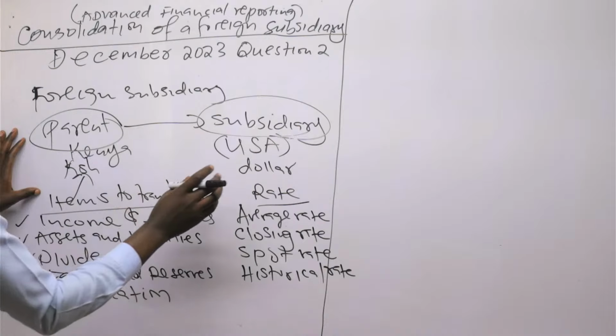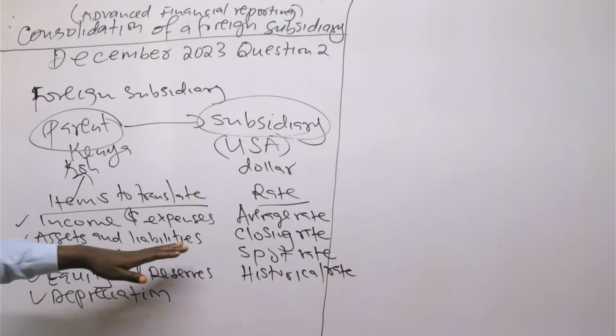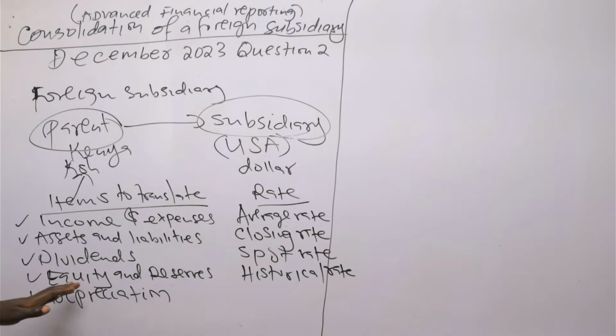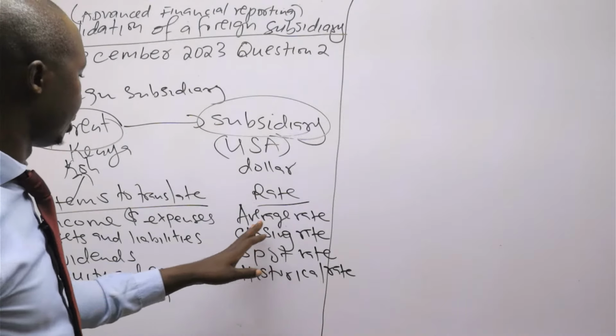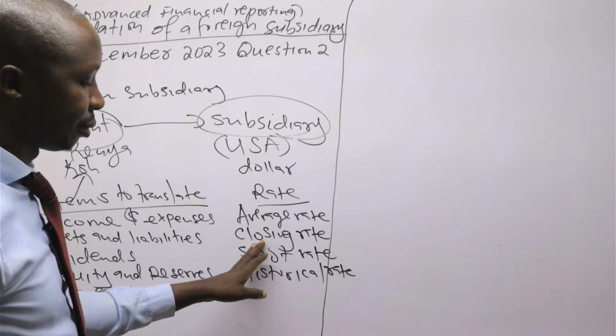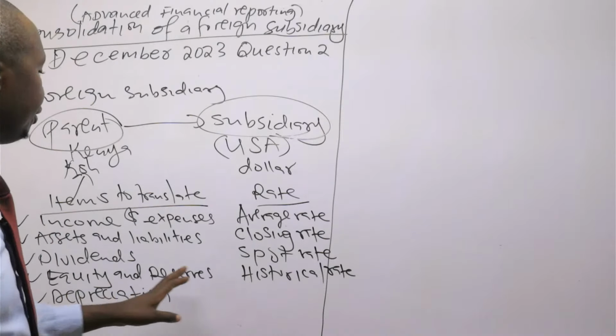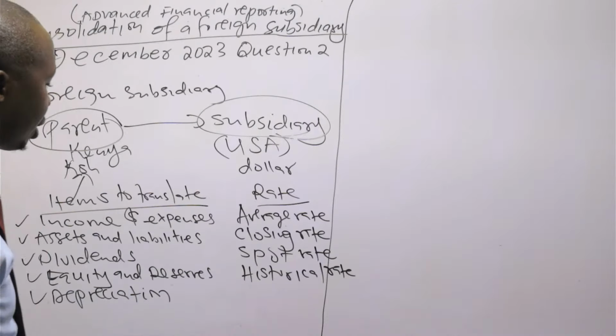So how would I be able to do that? So we have various items to be translated. We have items like incomes and expenses, assets and liabilities, dividends, equity and reserves, and we have the aspect of depreciation. So when talking about incomes and expenses, we use the average rate. When we talk about assets and liabilities, we use the closing rate. When we talk about dividends, we use the spot rate. For the equities and reserves, we use the historical rate.